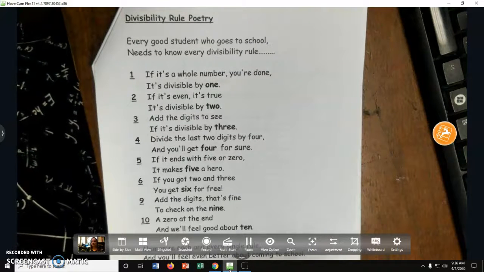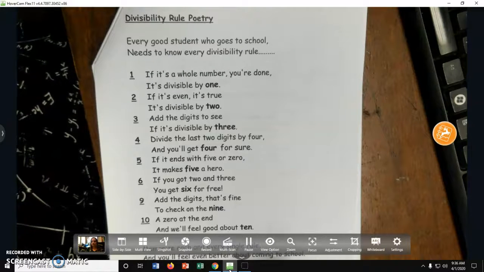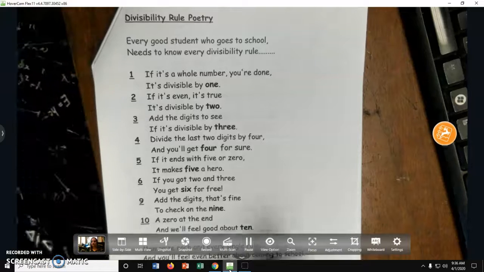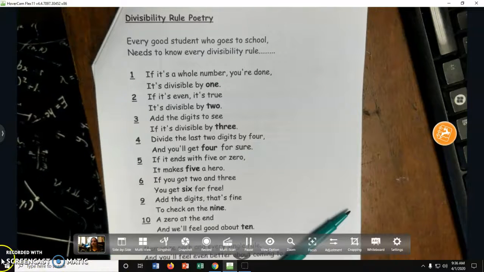Today we're going to do something a little bit different. We're not going to do our normal pages from Engage New York. We're talking about our divisibility rules today. A lot of this should be review. We've talked a lot about these over the last couple of years. So I found a cute little divisibility rule poem.